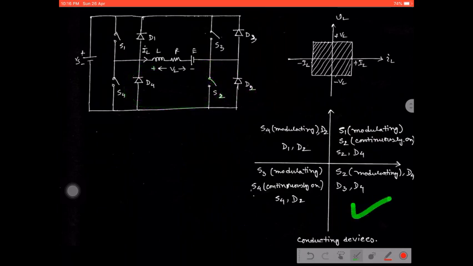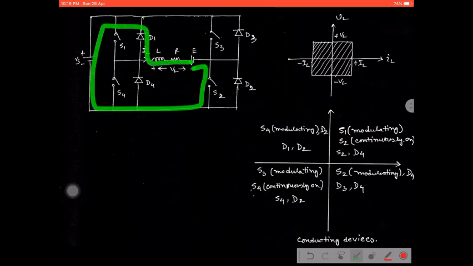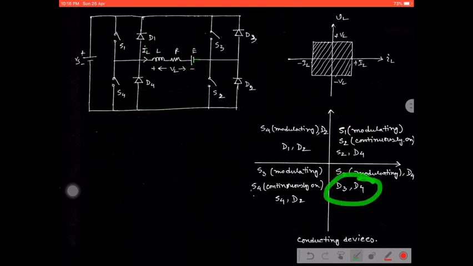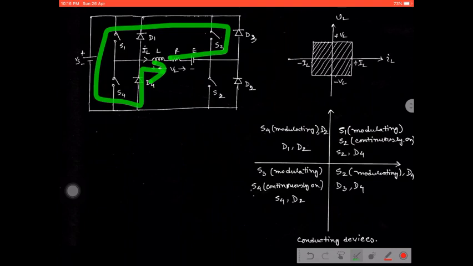Similarly, the same can be applicable for this part. When S2 is modulating with respect to D4, then the current easily starts flowing through this circuit, suppose in this way. And D3 and D4 here are for the discharging path when the inductor tries to discharge in this way.